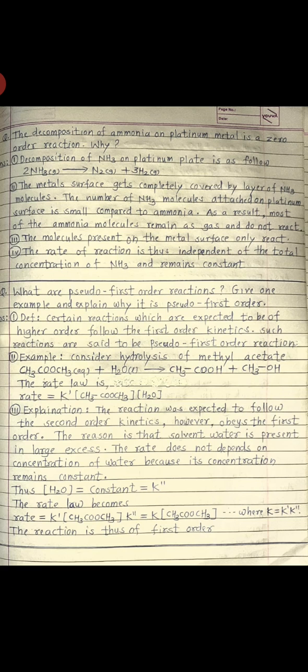Example: hydrolysis of methyl acetate. Consider the hydrolysis of methyl acetate. Methyl acetate means CH3COOCH3 plus H2O (liquid) gives CH3COOH plus methyl alcohol. That means methyl acetate on hydrolysis produces acetic acid plus methyl alcohol.